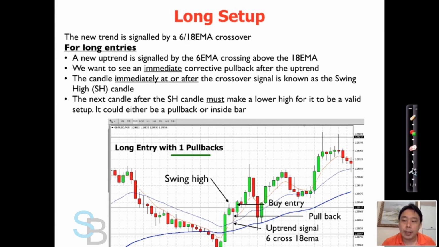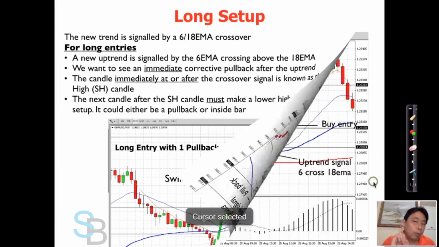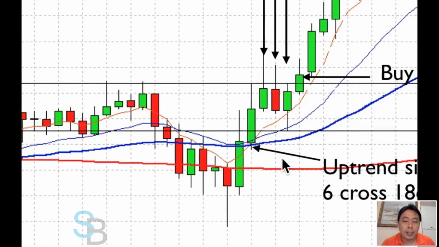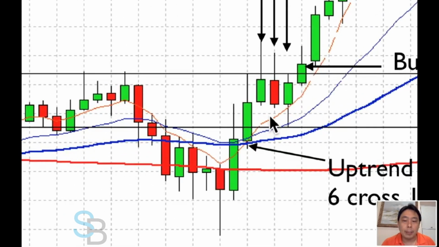Now, in the next example, you can see that it is two pullbacks. Let's take a closer look. So again, what signal are we looking for? We're looking for the 6 EMA crossing above the 18 EMA, right? So we've got that red line crossing above the blue line. That is our signal that it's a new short-term uptrend. Remember, right at the cross or right after the cross, we must have the swing high candle.